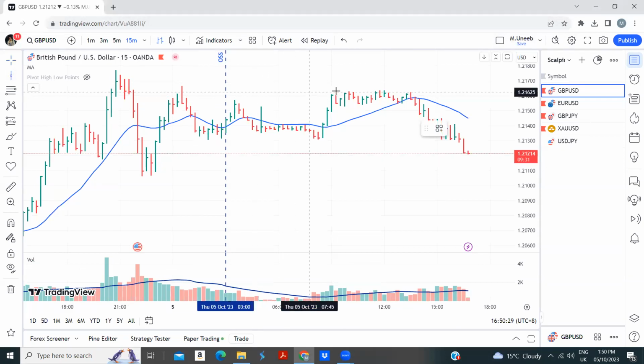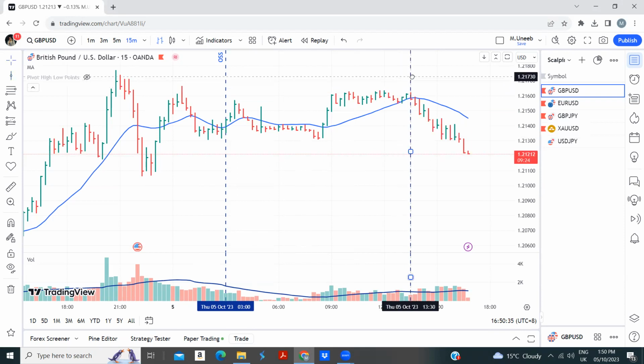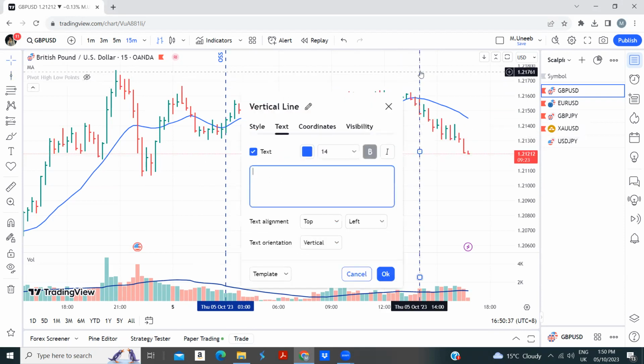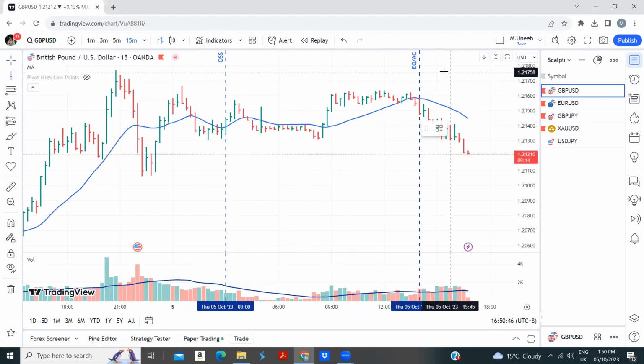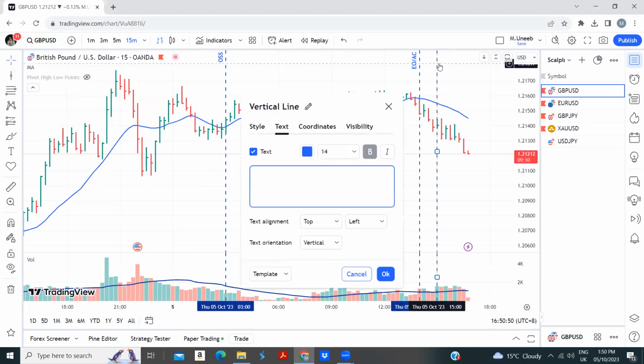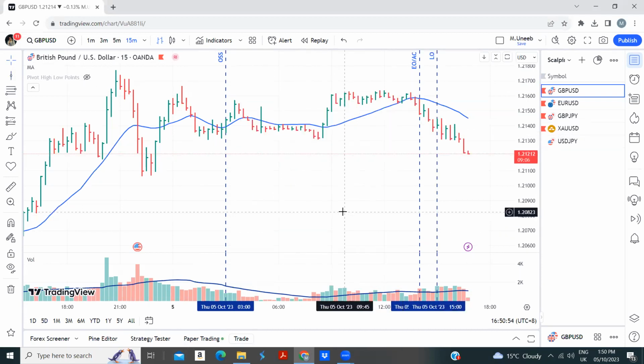Then the second vertical line I'm going to mark is at 2 p.m. Malaysian time, which is Euro Open / Asian close. And then the third line I'm going to mark is at 3 p.m. Malaysian time, which is London Open.